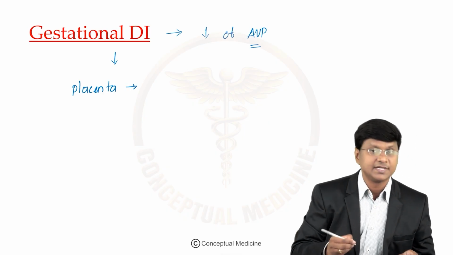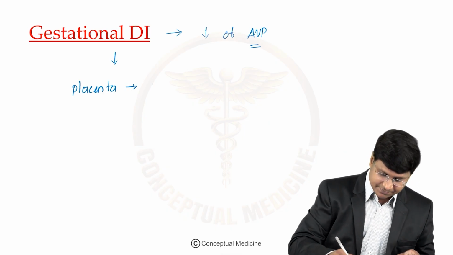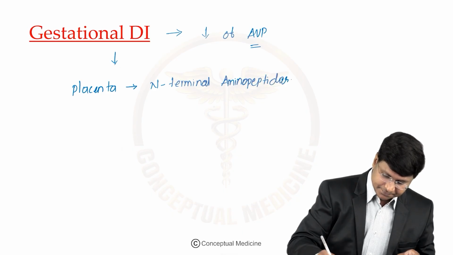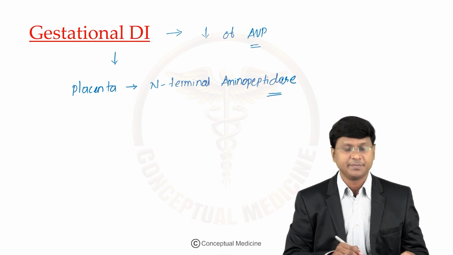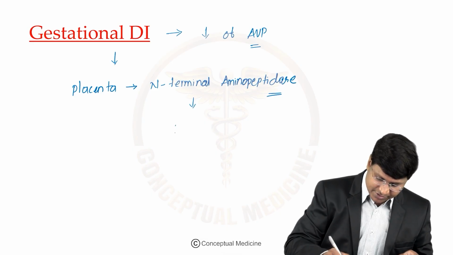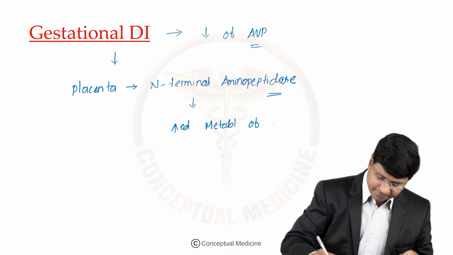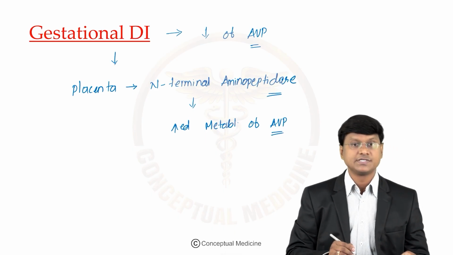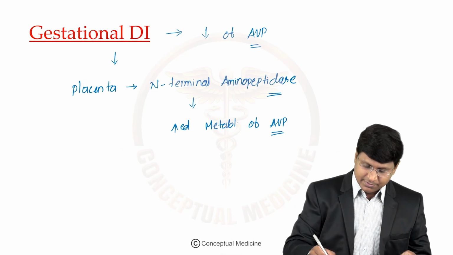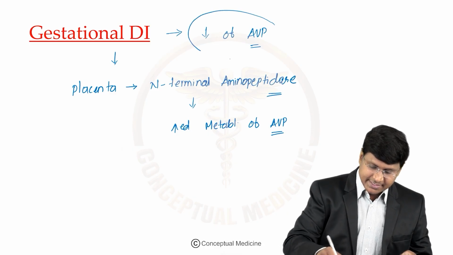And what is the name of that particular aminopeptidase? That is N-terminal aminopeptidase. Right, that is your N-terminal aminopeptidase. Now this N-terminal aminopeptidase will cause increased metabolism of the arginine vasopressin. Now, because of increased metabolism of arginine vasopressin, there will be decreased levels of the AVP.